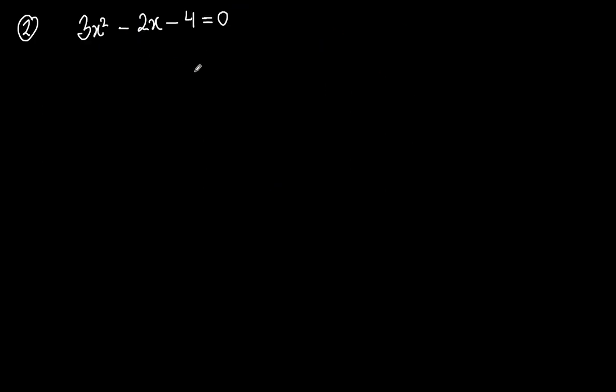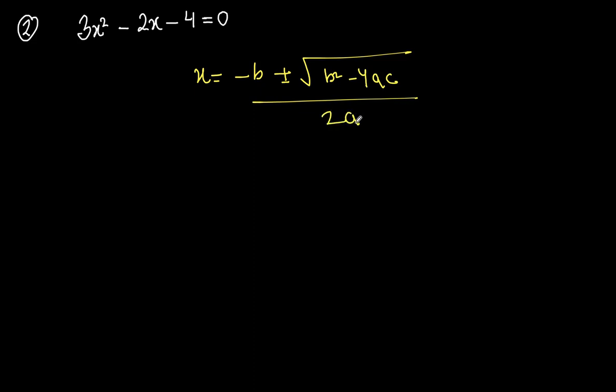This universal formula is sometimes called the minus b formula. It is x equals minus b plus or minus the square root of b square minus 4ac, over 2a. The good thing about this formula is that it can be used for any quadratic equation. So if you are unable to factorize, then always use this method to find the roots or solutions of any quadratic equation.